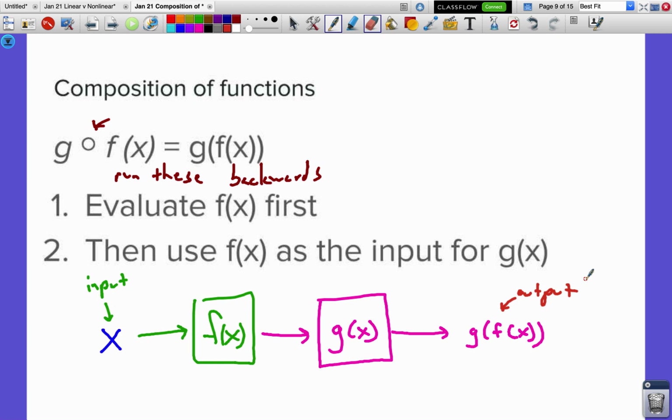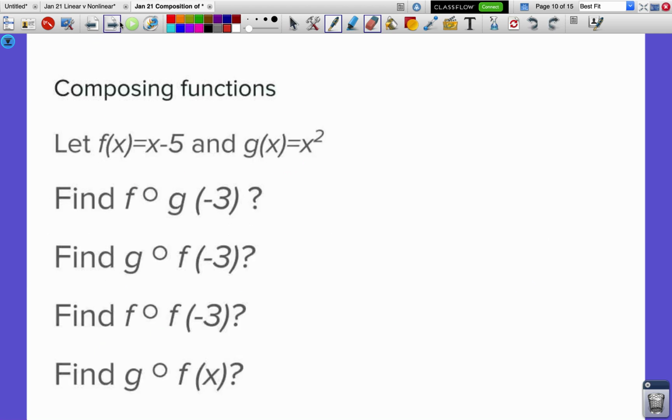So the vocab words you could use for this is that with composition, the functions are run in series. With operations, they're run in parallel. All right, so let's define some new functions, a new f of x and a new g of x. F of x equals x minus 5, and g of x equals x squared. Can we find f of g of negative 3?